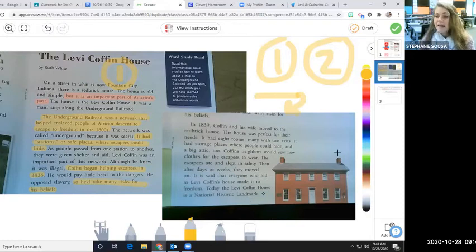Go ahead and highlight one or two facts that support the author's opinion that this is an important part of America's past on this section.